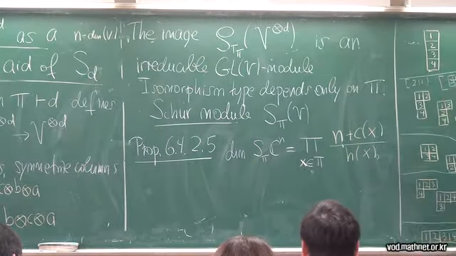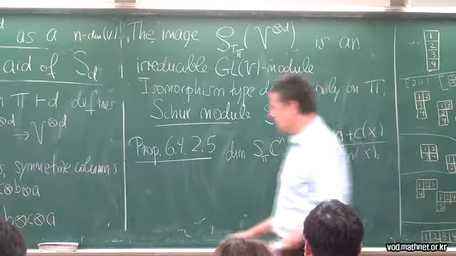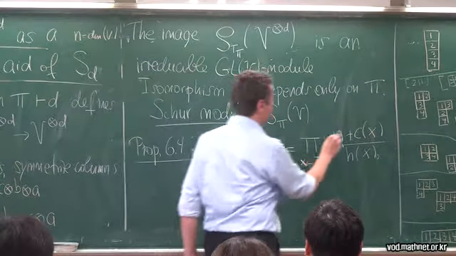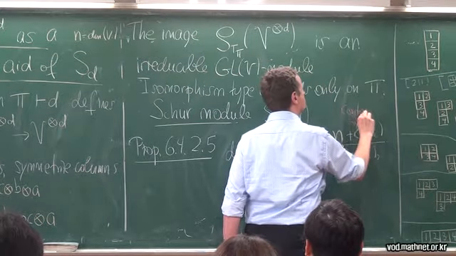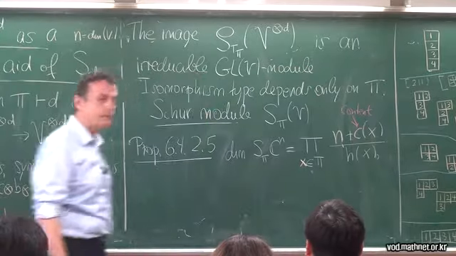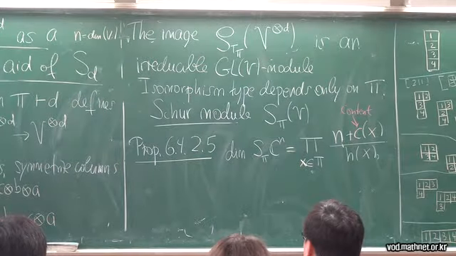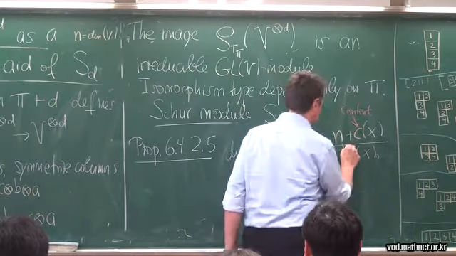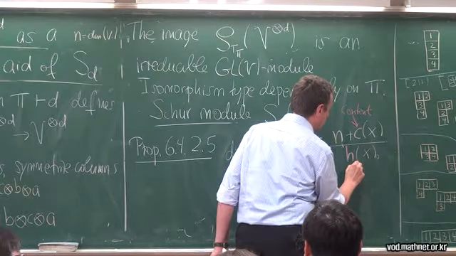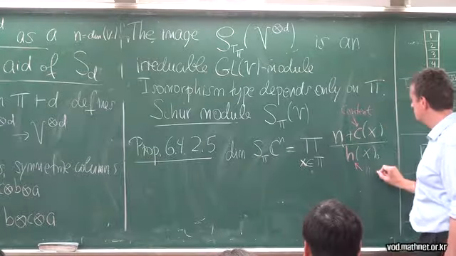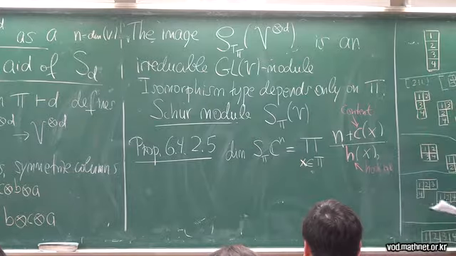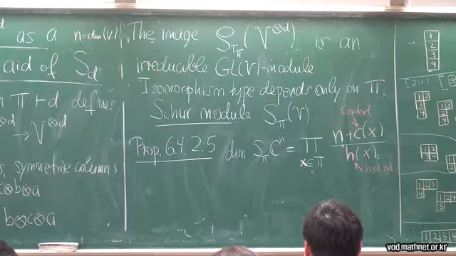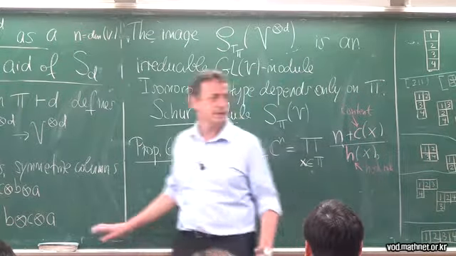So I have to tell you what these things are. So C is called the content. It's the content of the box in the diagram, in the tableau. And H is called the hook length. Okay, so I will do this for you in an example. I think rather than giving you the formal definition, I'm going to work out an example.